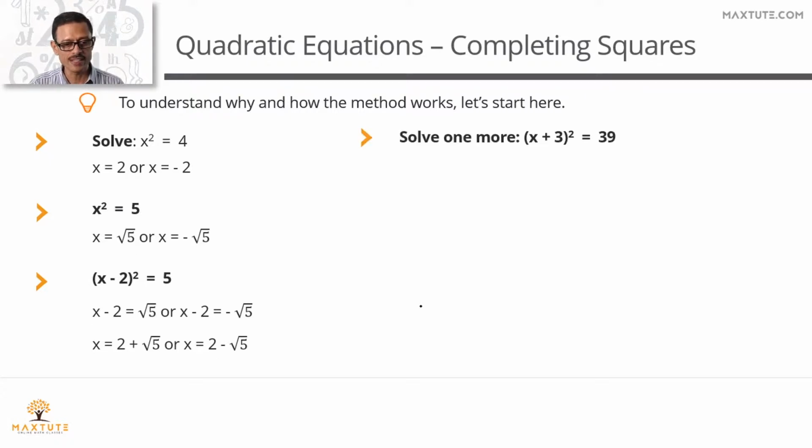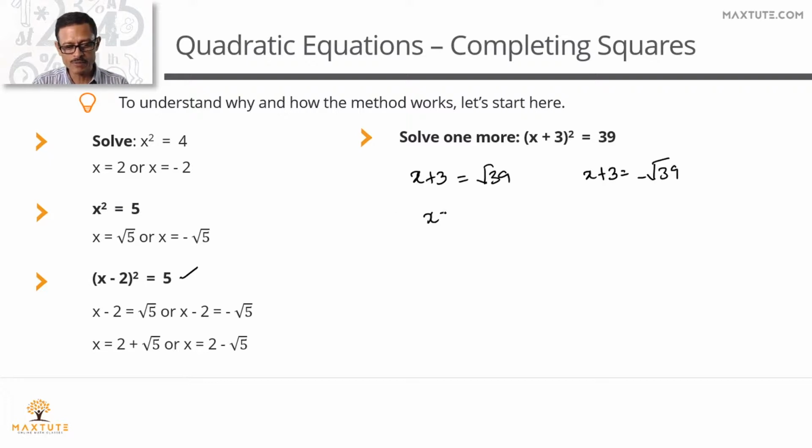Let's look at one more example. What if we had something like x plus 3 the whole square equals 39? Very similar to this. Pause the video, find the value of x, and then we'll start the discussion. Did you find the value of x? Quite straightforward. Let's take square root on both sides. We'll have x plus 3 equals root 39, or x plus 3 equals minus under root 39.